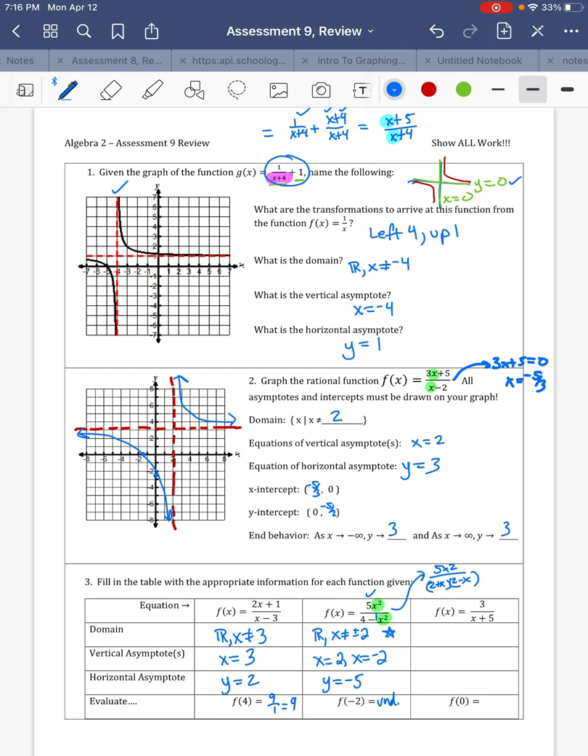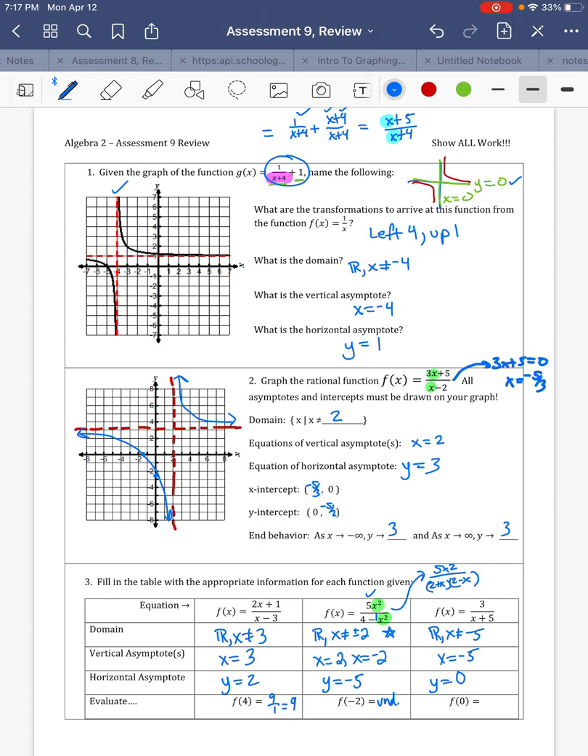All right, on the last problem, my domain is all real numbers where you cannot use -5. That's my vertical asymptote as well. And my horizontal asymptote: in this case, the numerator has no x, and the denominator has an x. So the numerator has a smaller degree than the denominator. So it means I'm automatically going to say my horizontal asymptote is 0.